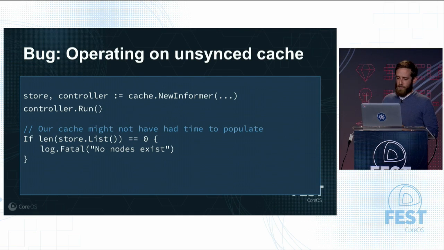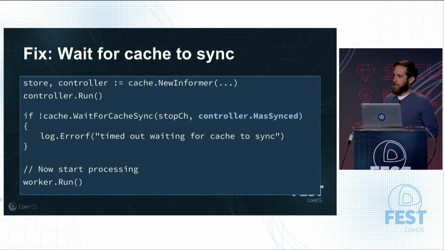Another bug, and I've run into this a couple times, is that you start operating on an unsynced cache. So maybe you create your informer, you start running it, and then you immediately check something in the store, and you say, OK, what are the number of nodes that are in my cluster? And wait, there's 0? That's fatal. There should never be 0 nodes in the cluster, and I exit immediately. But really what's happening is we just haven't given the cache time to populate yet before we start doing our logic. And so the fix is just wait for the cache to sync before you start actually doing your processing. And so the controller that we get back from the informer call actually just has a method called HasSynced. You can call this in a loop. You can do whatever you want.